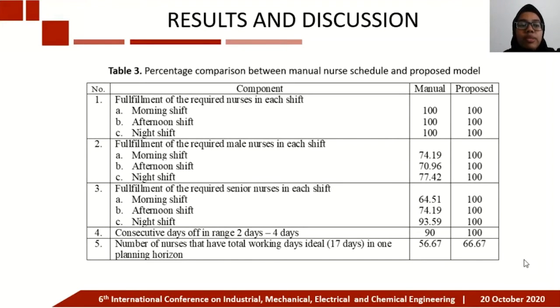First, the fulfillment of the required nurses in each shift for the manual and proposed model both have 100% performance, while the fulfillment of required male nurses and senior nurses in each shift for the proposed model schedule showed better performance. For days off, the proposed model schedule showed that all nurses have days off that already fit the regulation, which is 2 to 4 days, while the manual one hasn't. For total working days, the proposed model showed better performance than the manual one.